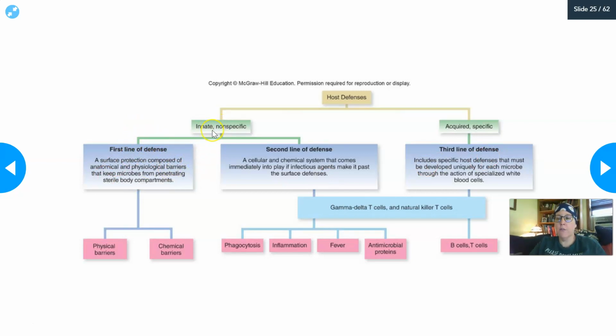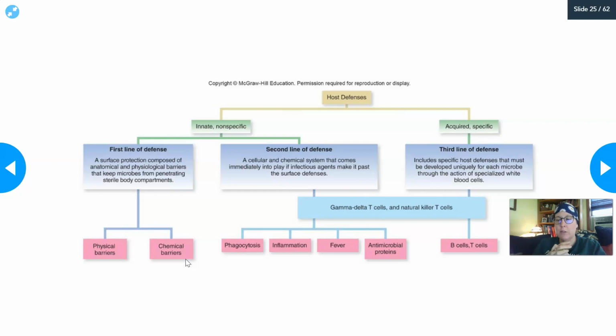So innate, just think of built in. Okay, they're a part of you. They're a part of who you are. So the first line of defense is surface protection composed of anatomical and physiological barriers that keep the microbes from penetrating sterile body compartments. You have physical barriers and chemical barriers. So for example, intact skin, unbroken intact skin is a good physical barrier. That's the first line of defense. Okay.